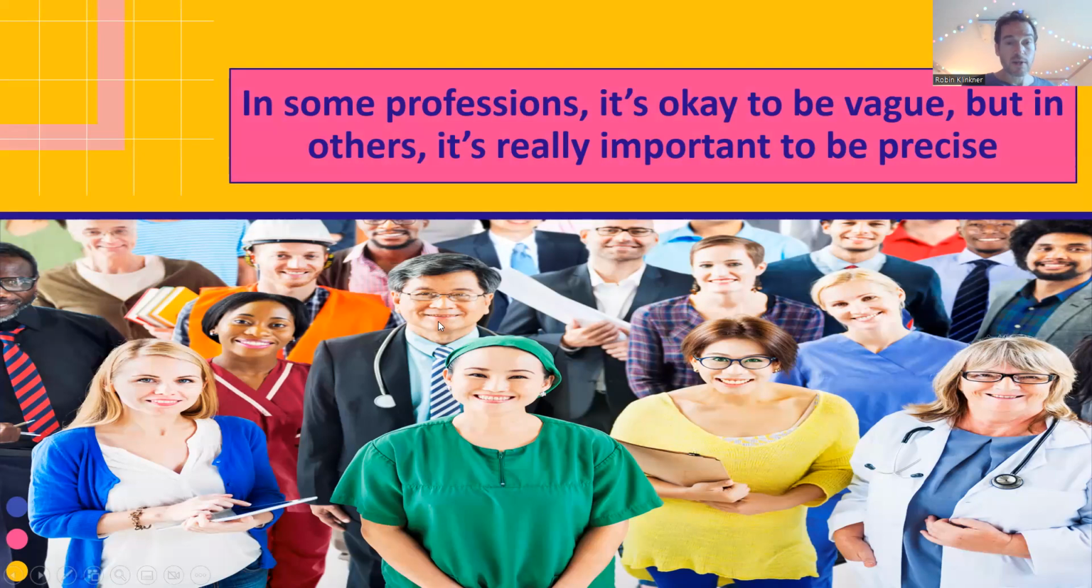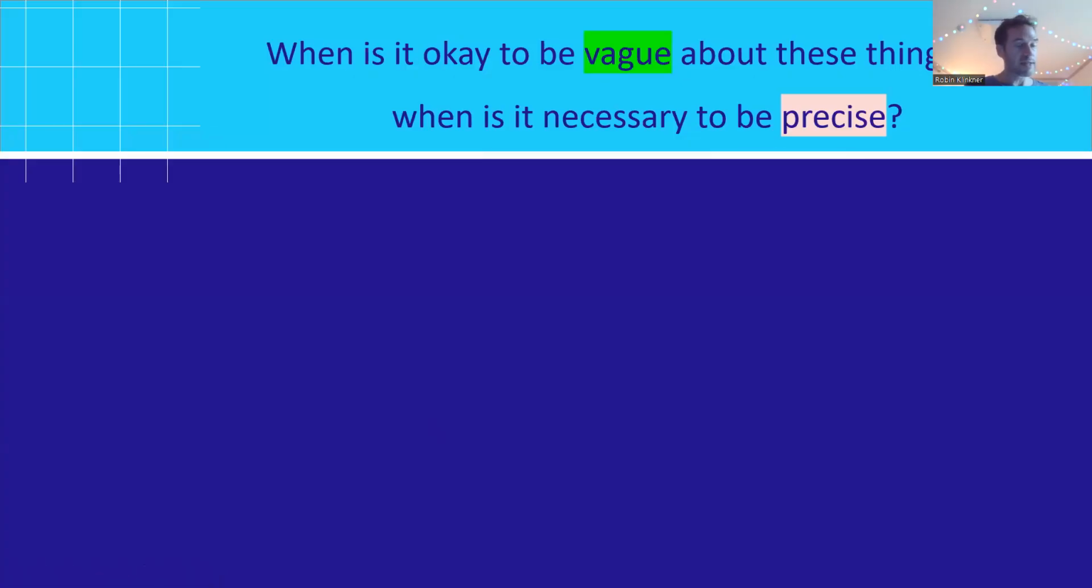In other professions, I think it's very important to be precise. Probably architects, engineers, they need to be very precise. I think computer programmers, when they program code using programming language, they need to be very precise. Doctors or surgeons must be precise, especially when cutting someone open. So there are times in our life when it's okay to be vague, but there are some times when we should be precise. So we're going to talk about language related to that.